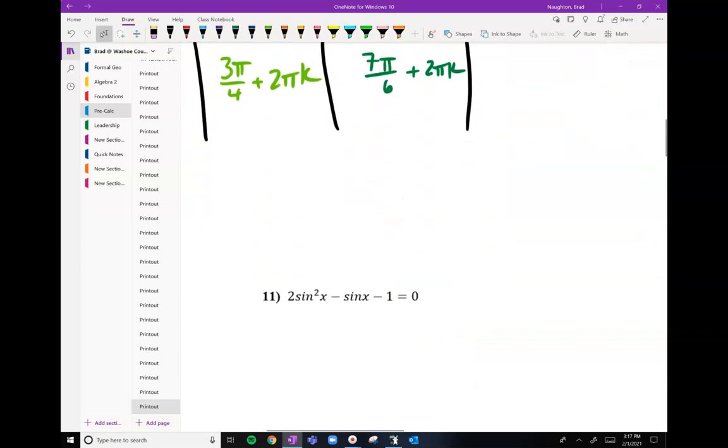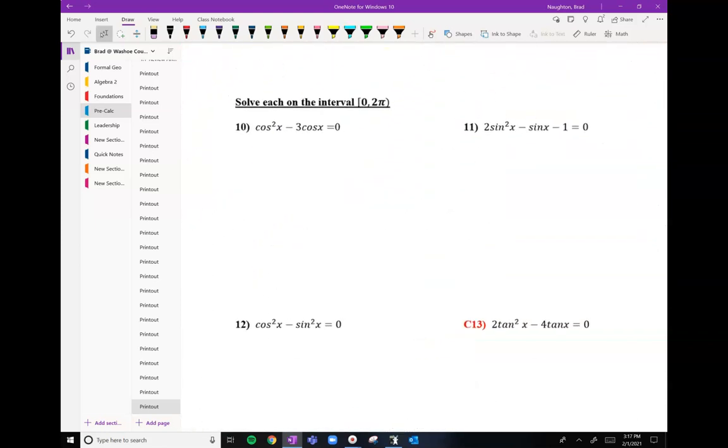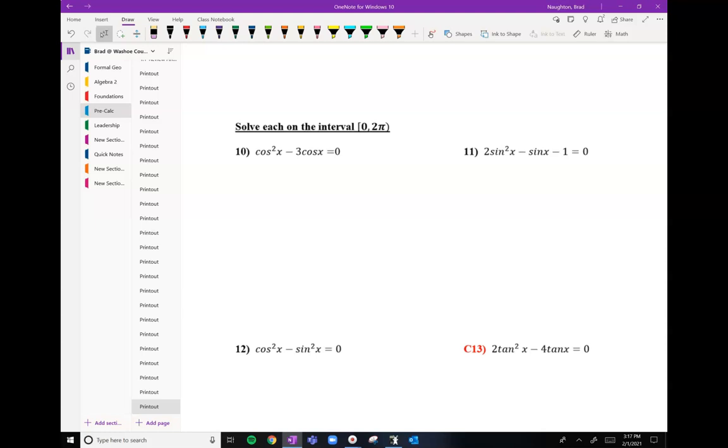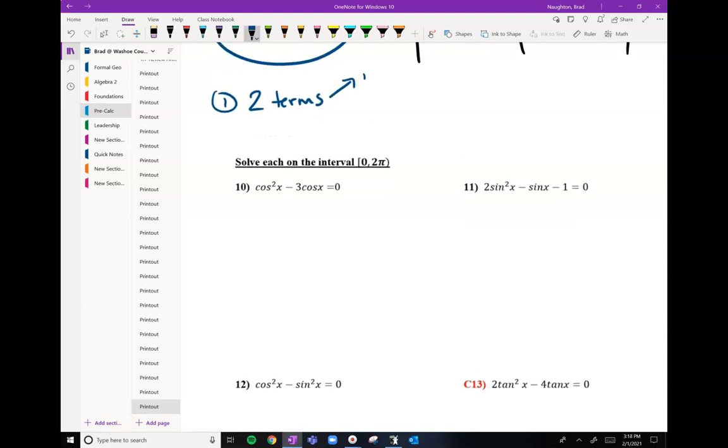Cool. All right, so now let's get into a little bit more of the sauciness. This is when we're actually going to be doing some solving. So here on number 10, we can notice we have a cosine squared and a cosine. The first thing I want you to think of is when you have two terms, it's going to be one of two things. It's going to be a perfect square, or it's going to be a GCF. In both cases, though, we need to make sure it's equal to 0 for this to work. Since it's equal to 0, that's checked off.